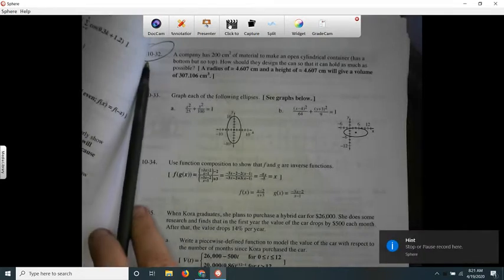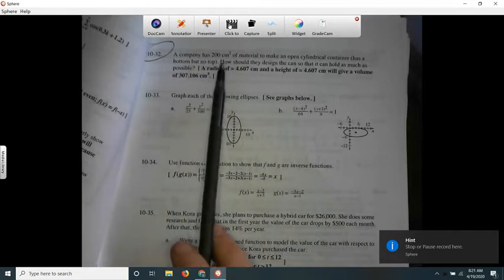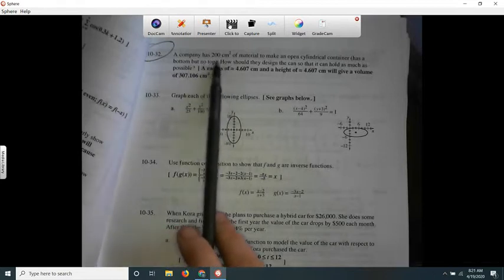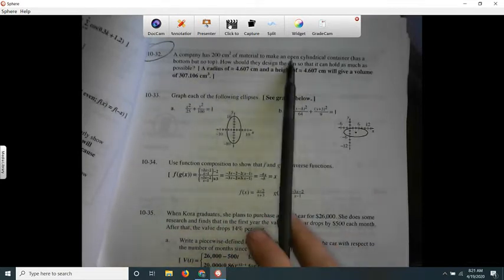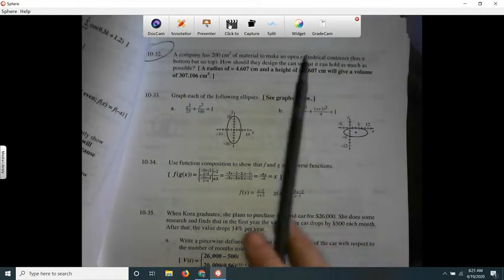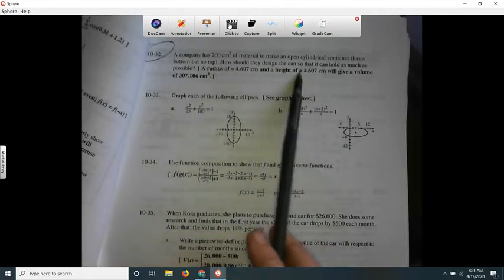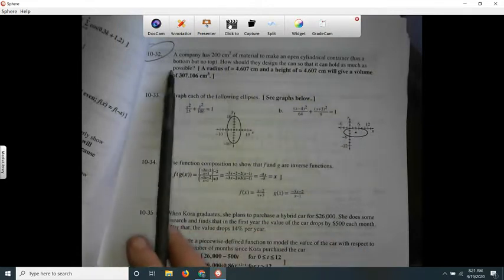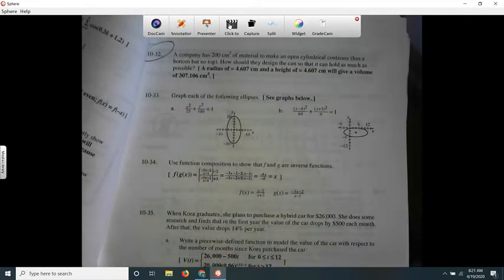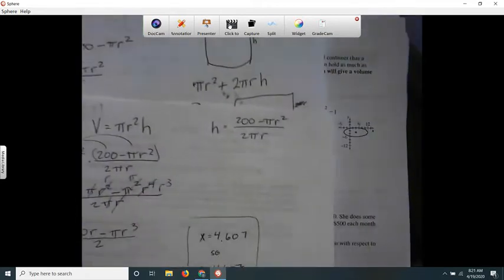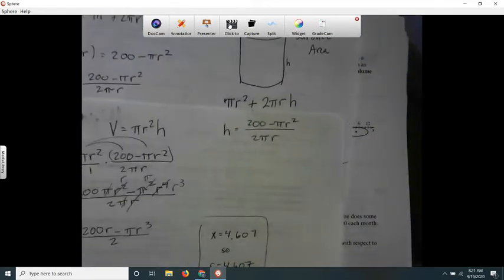Pre-calc problem 10-32: a company has 200 square centimeters of material to make an open cylindrical container, so it has a bottom but no top. How should they design the can so that it can hold as much as possible? So we know some things about surface area.